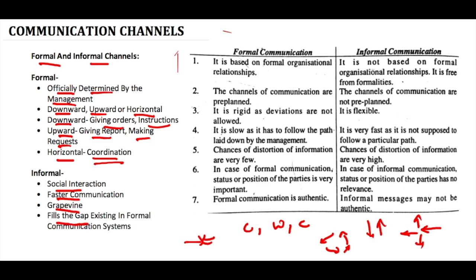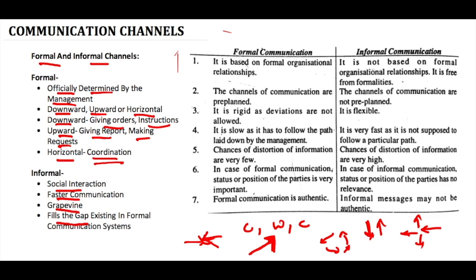It fills the gap existing in formal communication systems. So formal communication system can be only vertical or horizontal in nature. Therefore, informal channel tries to fill the gap that exists in formal communication systems. So if I want to communicate across the department, with another superior or with another colleague in another department, that I cannot do so in a formal channel of communication. So what I will do, I will use informal channel of communication.